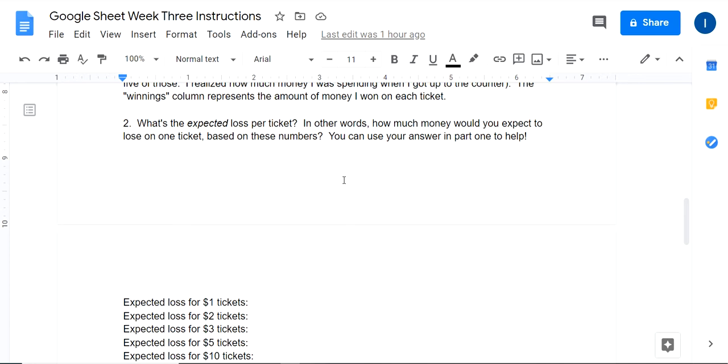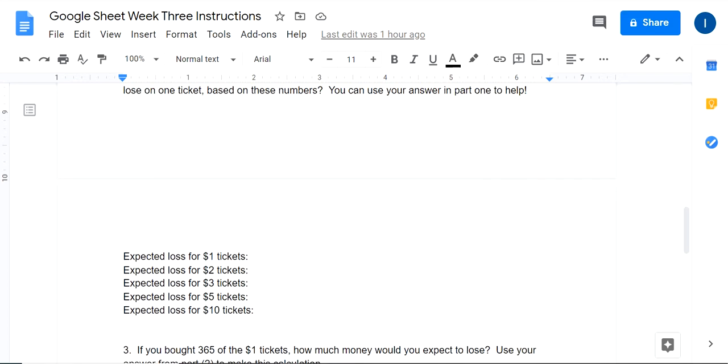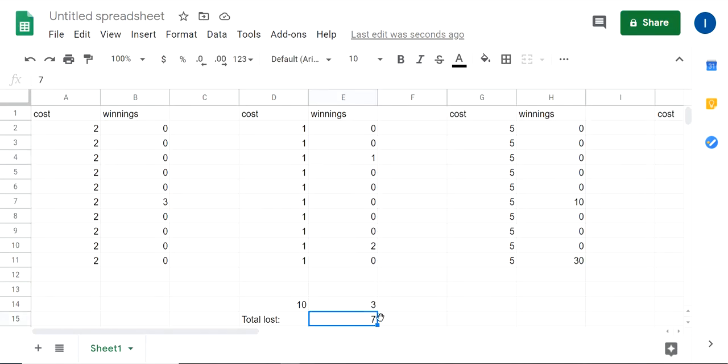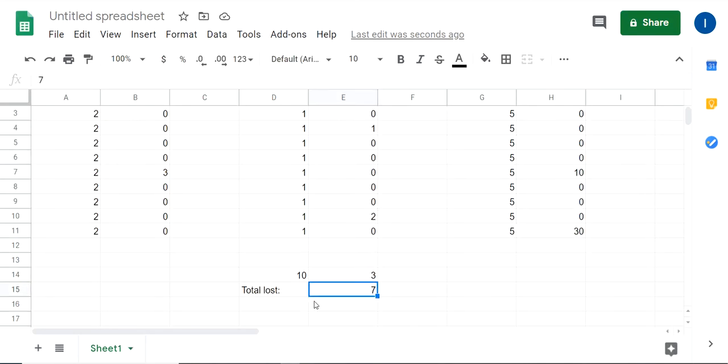Part two, what's the expected loss per ticket? In other words, how much money would you expect to lose on one ticket based on these numbers? So I can do this for you for the $1 tickets. Now I lost $7 on 10 tickets.